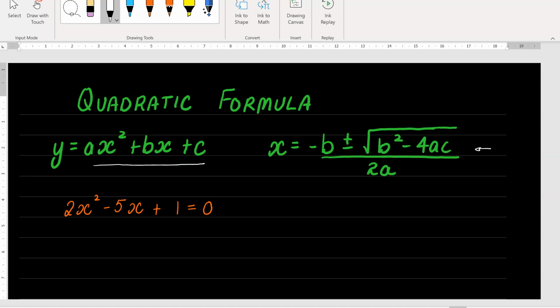So a is the leading coefficient, the coefficient of x squared. b is the coefficient, aka the number in front of x. c is your constant term, just the one that's got the number, no x's with it. Pretty nice. This formula will be given to you every single time. You don't have to remember it, you just have to know how to use it.